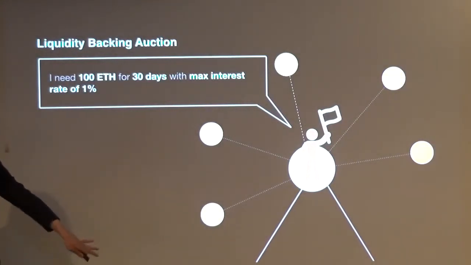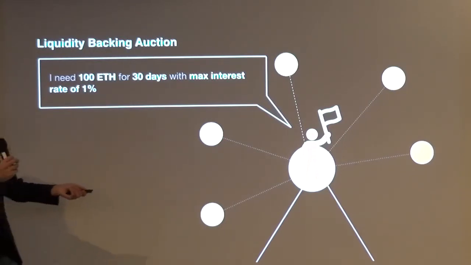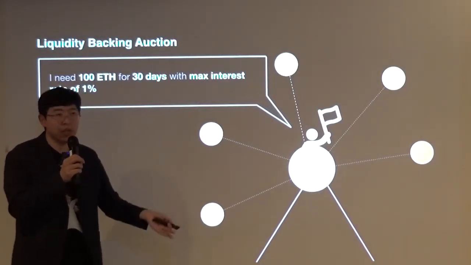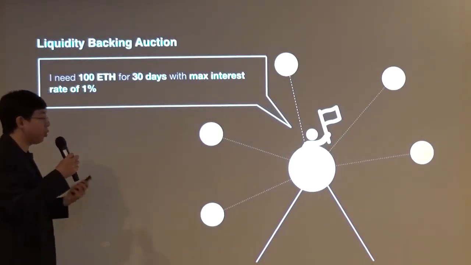Now we have the pool of liquidity. We have the pool of money sitting here. How do we use that? We create something called a liquidity backing option. Let's say this guy is a technology-savvy person who wants to run an off-chain service but does not have the liquidity required to do that.